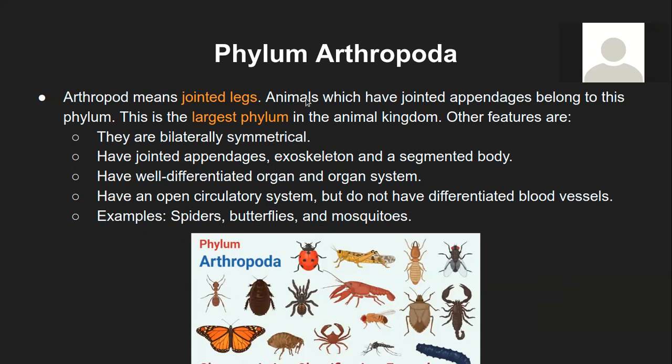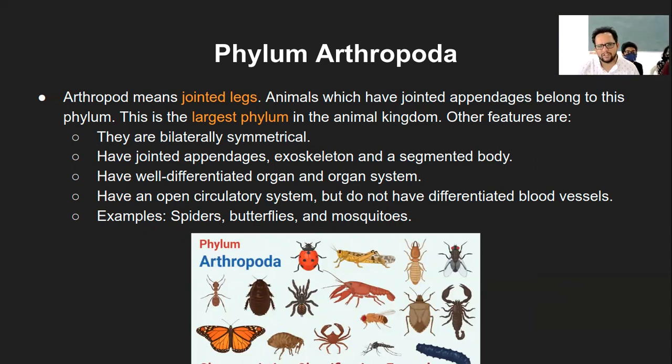So poda means exoskeleton, right? Not exoskeleton. It actually refers to what we call the pod. So it's like bipod, tripod, tetrapod, right? That way, that P-O-D-A is coming from there, which literally refers to the limbs. So the animals which have joint appendages belong to this phylum of Arthropoda.